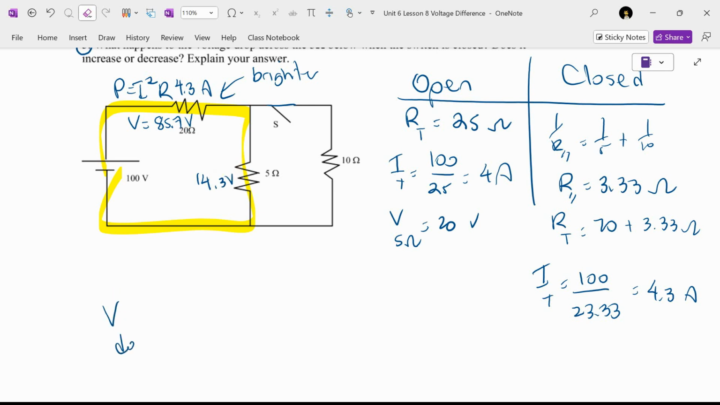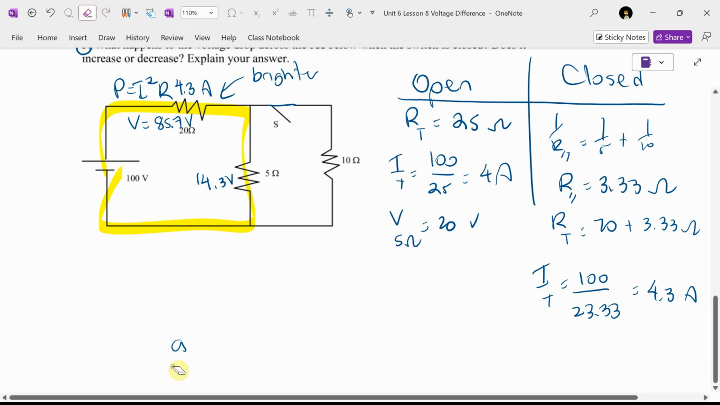So the voltage decreases. Let's write this neatly. You know what? Let's type this. V decreases in the 5 ohm resistor.